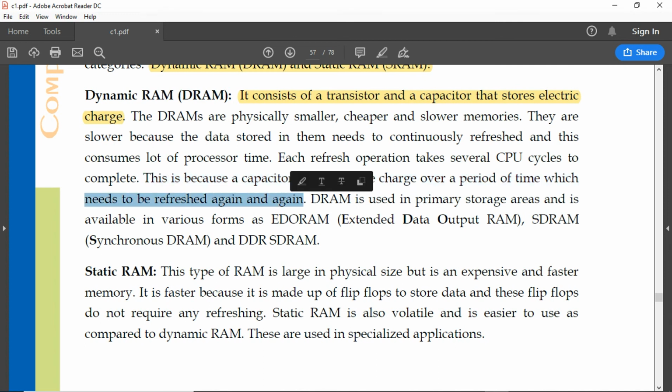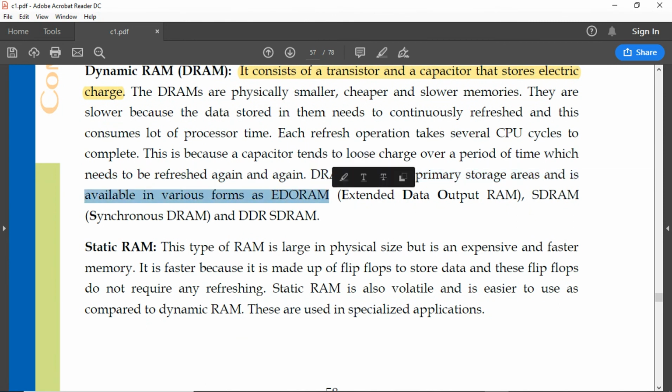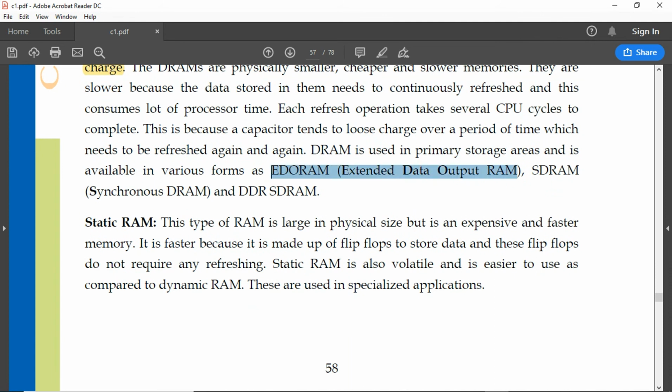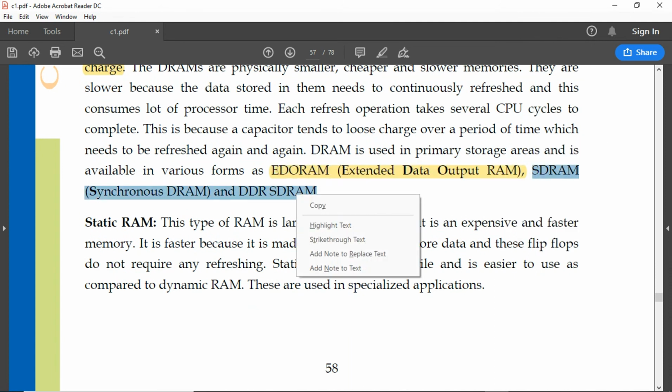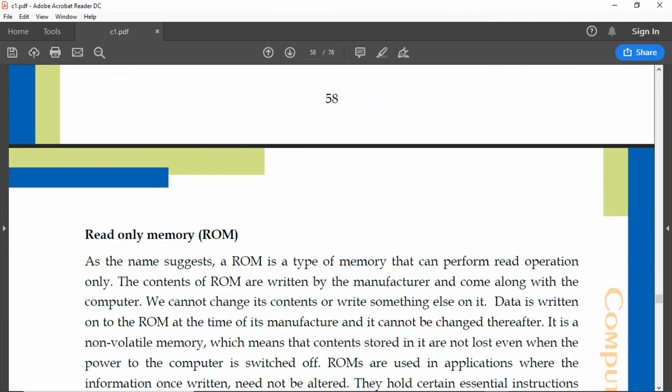DRAM is used in primary storage areas and is available in various forms as EDO RAM, Extended Data Output RAM, SDRAM, Synchronous DRAM, and DDR-SDRAM. Static RAM. This type of RAM is large in physical size but is an expensive and faster memory. It is faster because it is made up of flip-flops to store data, and these flip-flops do not require any refreshing. Static RAM is also volatile and is easier to use as compared to dynamic RAM. These are used in specialized applications.